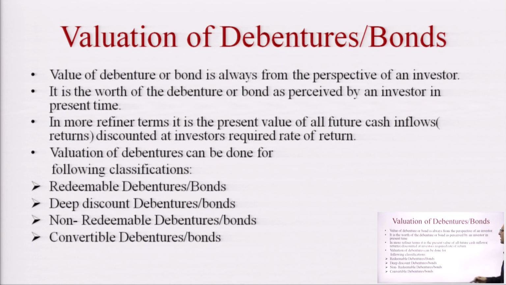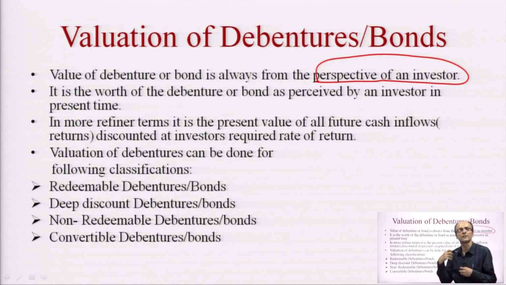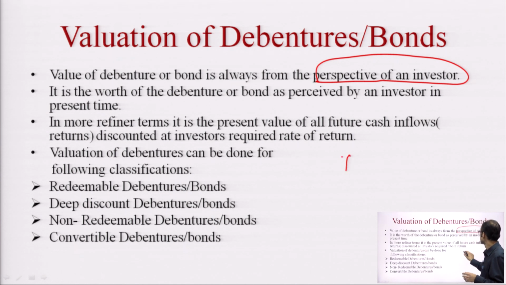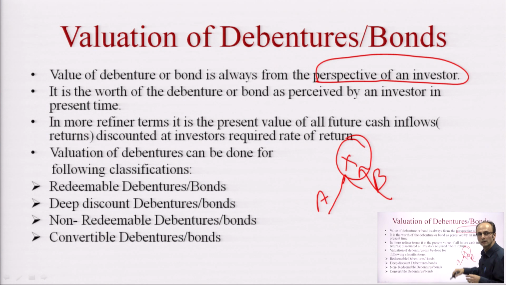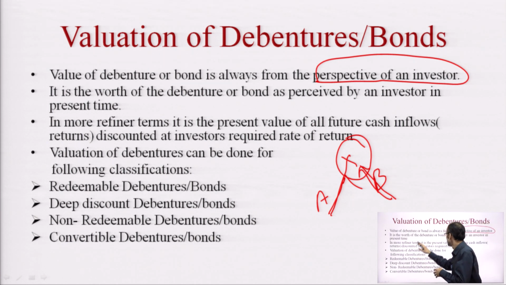Value of debenture and bond is always from the perspective of an investor. Now the word perspective of an investor is very important here. What does perspective of an investor mean here? Perspective is a subjective matter. It changes from investor to investor. How I as a person look at an investment instrument will be a different outlook from another investor. So for the same bond, say suppose a company issues a bond X, there are two people A and B, they might have different perspectives for this bond. The risk perception of A might be different and the risk perception of B might be different for the same bond. This is actually known as the perspective of the investor.